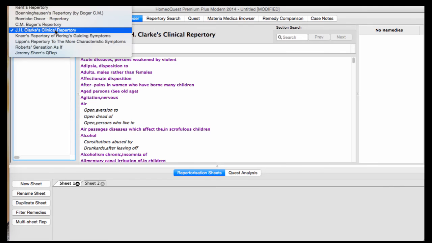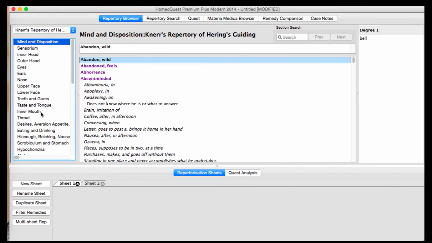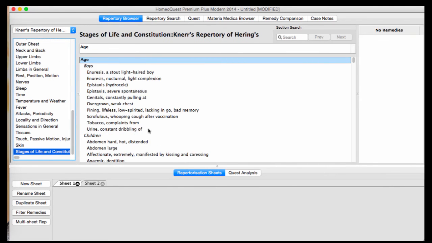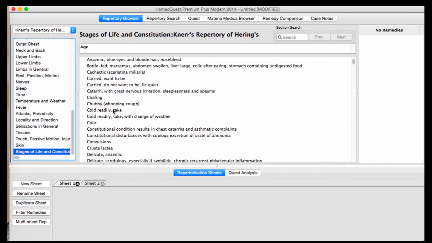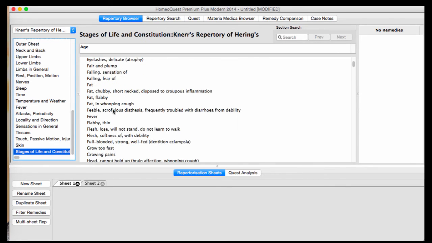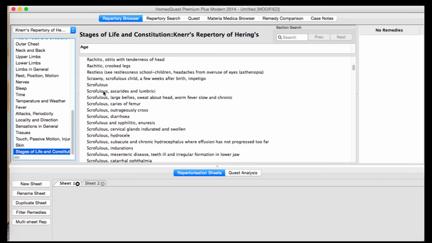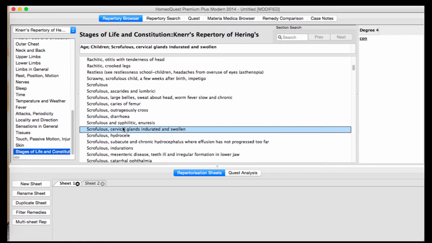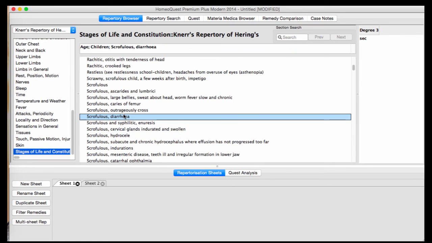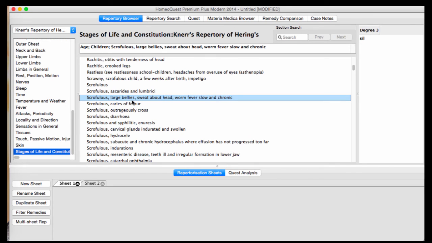So if you open Nair again and you check out that chapter, you will find you have symptoms of every stage of life, from boys and children to infants and newborns and men, women, older people, and with all sorts of different constitutions. And I could spend hours just going through this chapter and looking at these different constitutions and checking them out in my Materia Medica. So a wonderful chapter if you are differentiating based on constitutions.